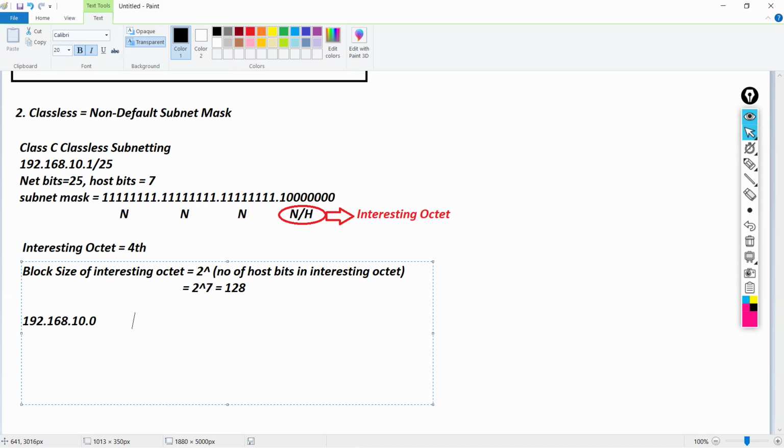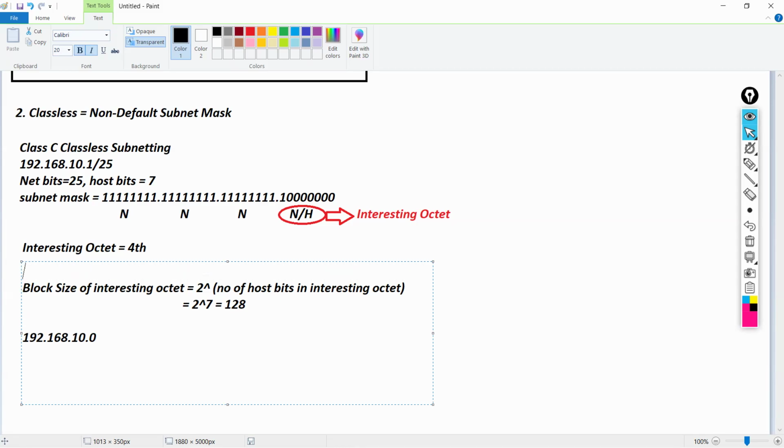Normally in class C, how many addresses do we get? 256. But this time I'm getting 128. That means more than one network will be there. If you want to know how many networks will be designed in total, the total number of networks will be 2 power the number of borrowed bits.